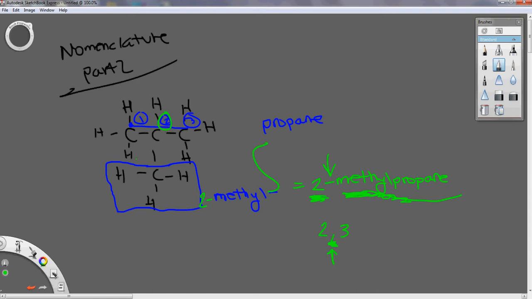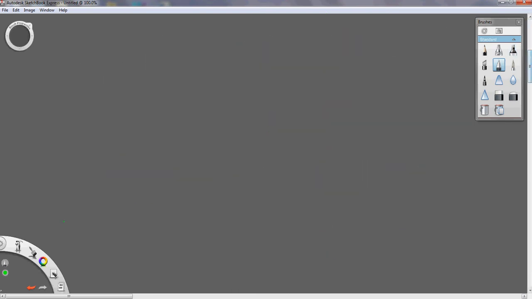Alright, so let's just do another one real quick. The more examples we see, the easier you'll be able to learn this. So let's see. See if you can come up with the name while I add the hydrogens.